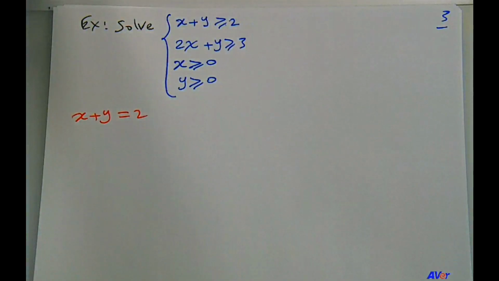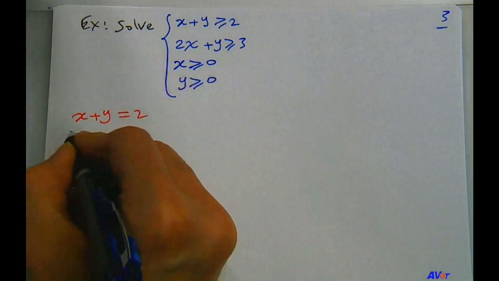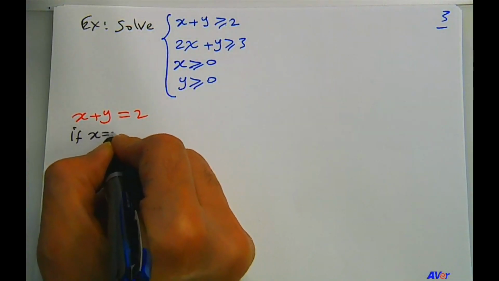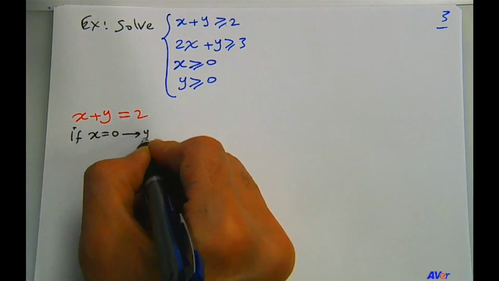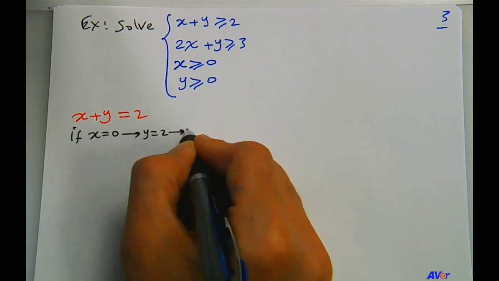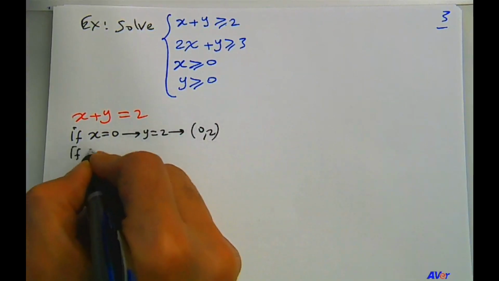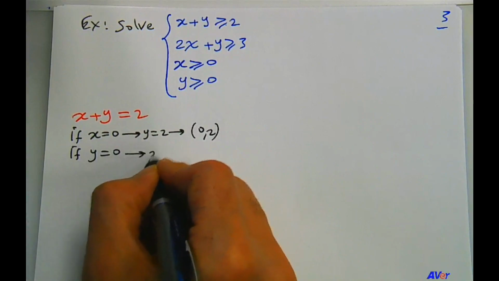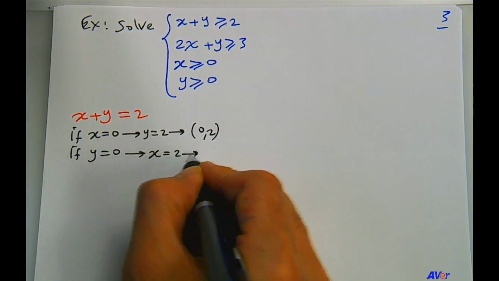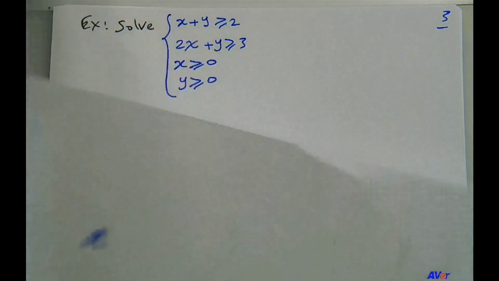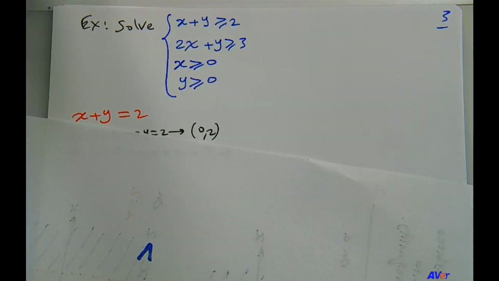So I'm going to use the intercepts to find this line. If x equals 0, then y equals 2, right? So we have (0, 2) as the y-intercept. If y equals 0, then x equals 2. Therefore, (2, 0) is the x-intercept. So let's find that boundary line. I'm going to draw it here.